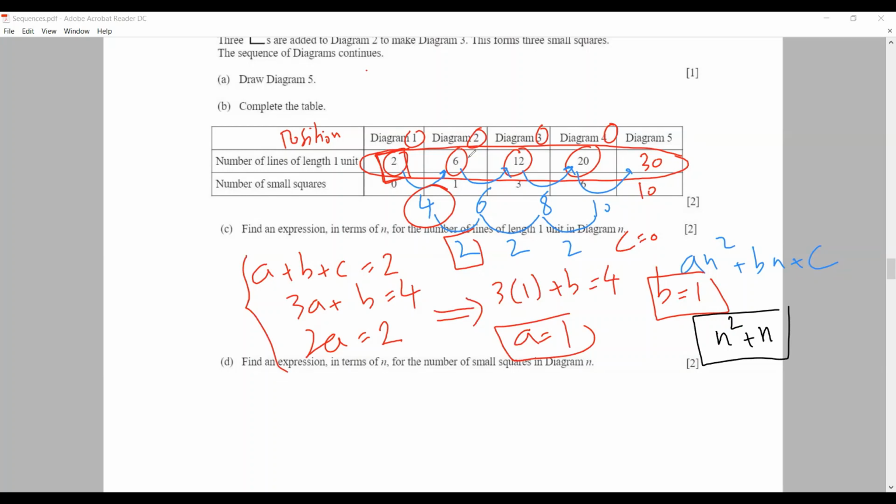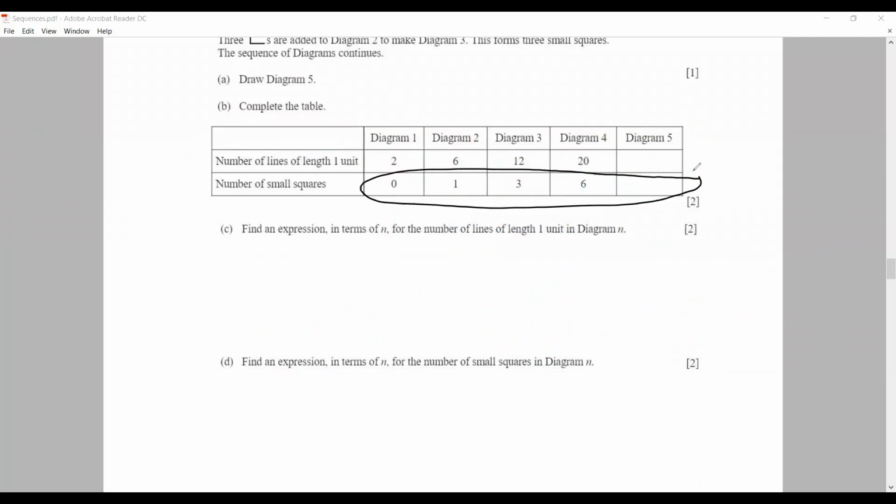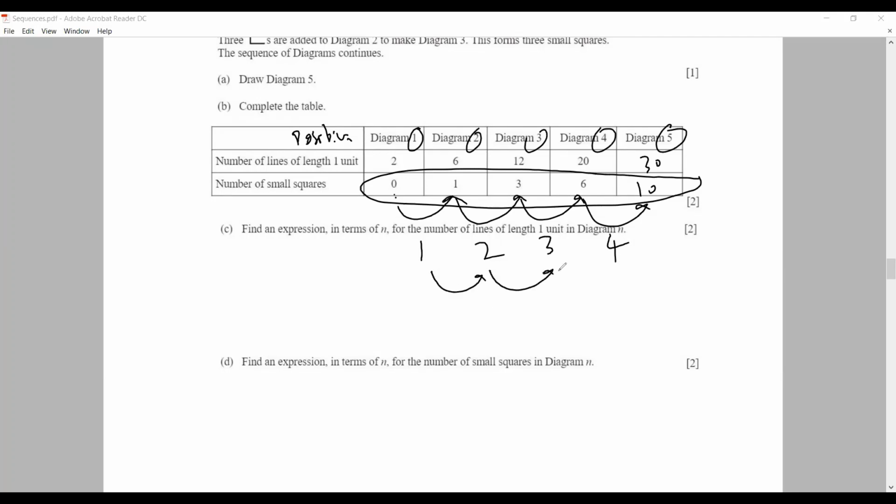Now they want us to find an expression in terms of n for the number of smallest squares. Now it's the second row. This is the second row. I have to find a relation. If I continue here, I get 1, 2, 3, right? The difference is this. Then I continue further. The second difference gives me 1. So again, this is a quadratic and it follows this format.